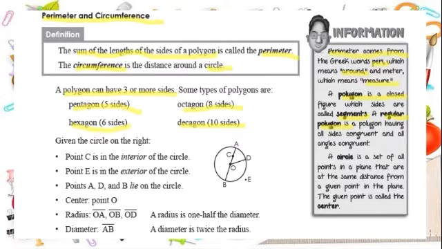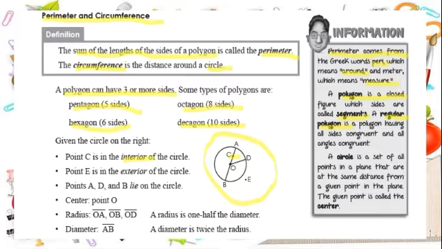Okay, so the next thing to do is look at the figure here, class. If you can see, we have a circle. Okay? So we have points. Let us identify what their names are. Okay? So, given the circle on the right, point C is in the interior of the circle. So what do we call it? Interior. If you say interior, it is inside.